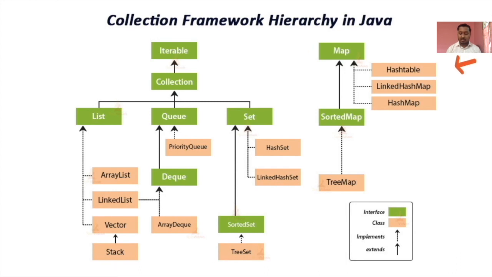Hashtable class implements the Map interface. Hashtable class is synchronized. LinkedHashMap class implements the Map interface. LinkedHashMap class maintains the insertion order. HashMap class implements the Map interface. HashMap class does not maintain the insertion order. TreeMap class implements the SortedMap interface. In TreeMap class, there is a default sorting based on the keys.